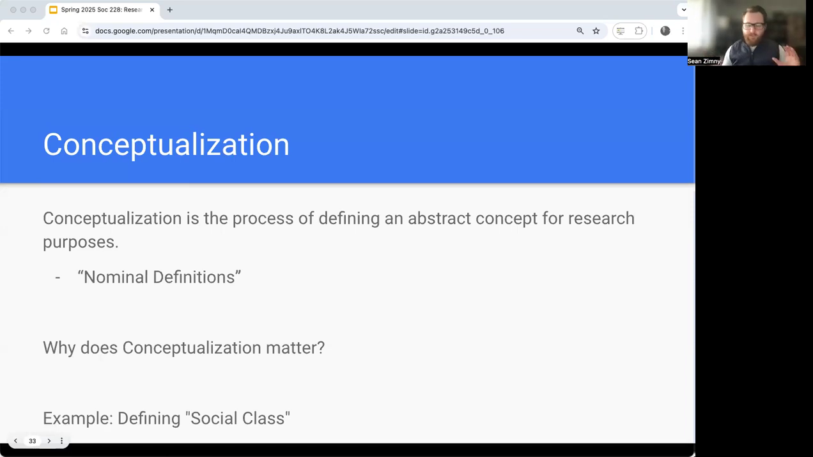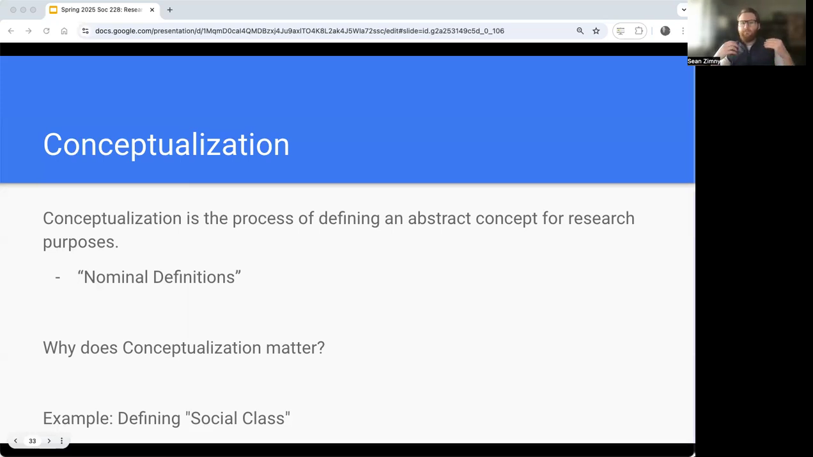So if I'm studying artists, and like I just mentioned the word commissions, right? What do I mean by a commission of an artist? Well, in a nominal definition, I would conceptualize, okay, here's what a commission is. This is the amount of money that an artist receives for a work that they produce. That's what a commission is.